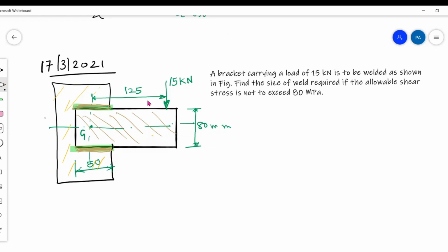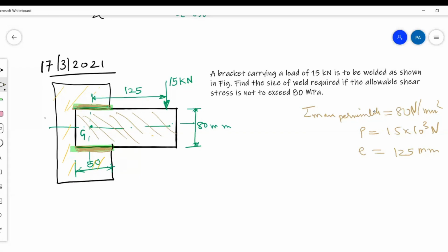What is the distance of eccentricity? E is 125. Okay, 125. And if the allowable stress in the weld is given as 80 MPa, allowable which stress? Shear stress. So what is given? Tau max permissible is equal to 80 Newton per mm square. What is the value of P? 15 into 10 raised to 3 Newton. What is the value of E? 125 mm. Okay, this is what is given to us.